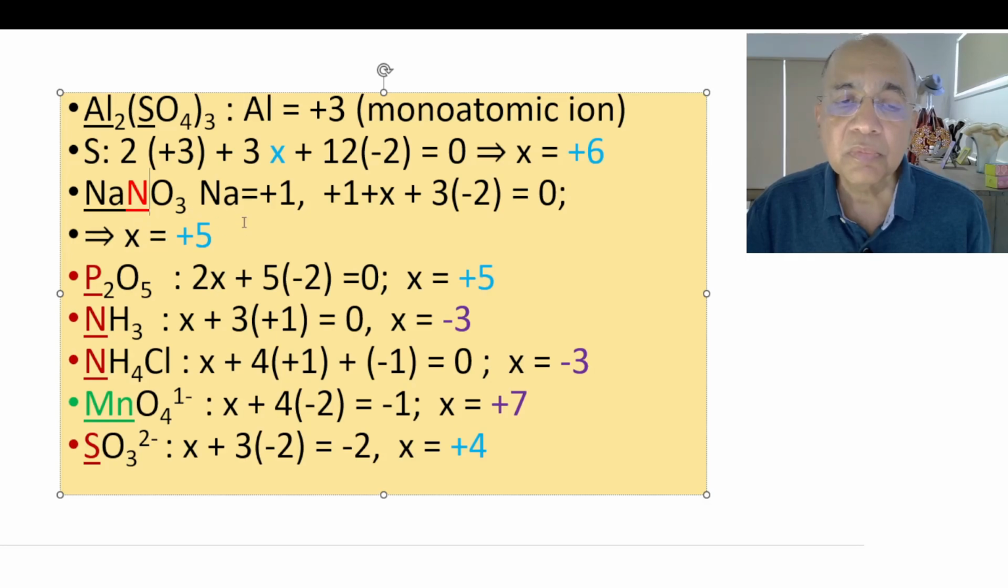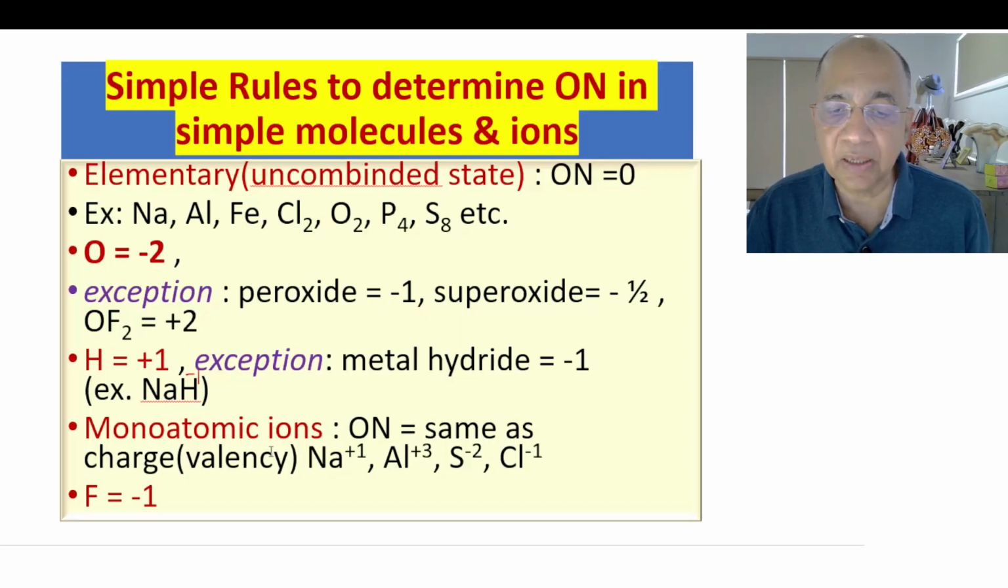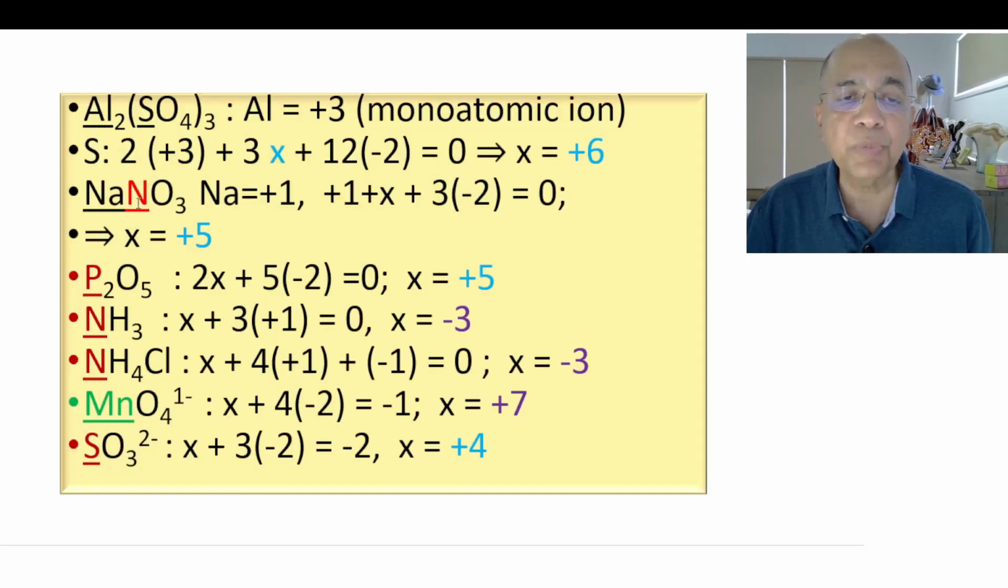For sodium, this monoatomic ion rule is applicable. Sodium is a monoatomic positive ion, so its valency is 1, so it is +1. And say nitrogen is X.